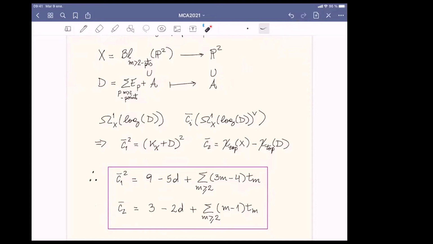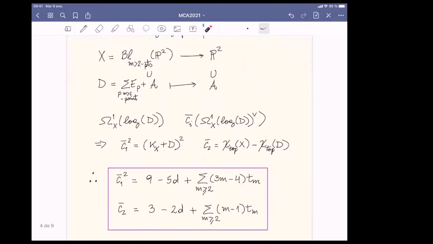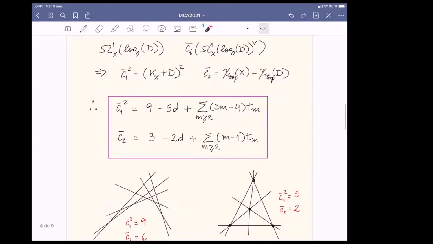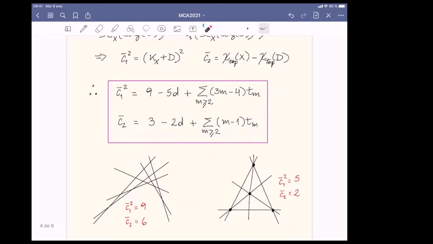Here I point out that we have D, we have the number of M points, and we have the sum. And so for C2. And so the problem is to say, I give you 2 numbers, A and B. Do we have an arrangement of lines so that the Chern numbers are those numbers? That is the geography problem. Here I computed for you the numbers in the examples. C1 bar here is 9, and C2 is 6, the other is 5 and 2.